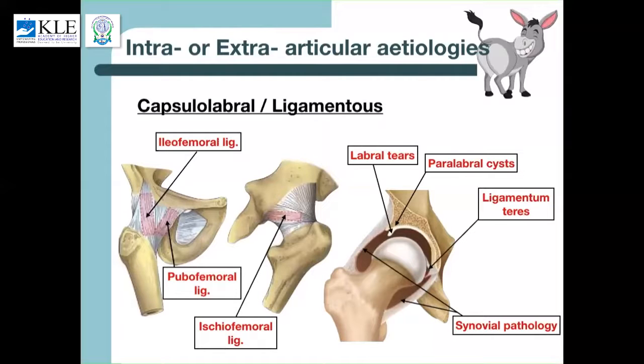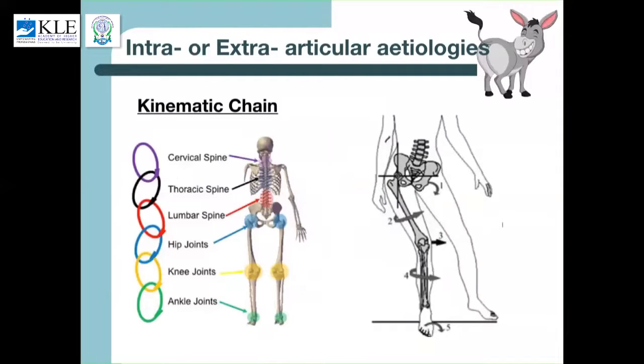All of these structures have some sort of referral pattern to the buttock. So don't forget about them. And then finally, let's look at the kinematic chain. So what are we talking about in this regard? We're talking about how the mechanics above or below the hip joint can influence it. So top-down mechanics versus bottom-up mechanics.